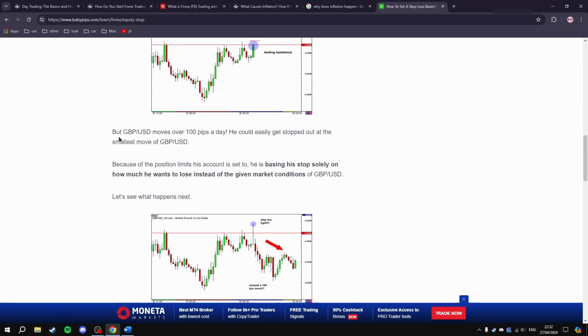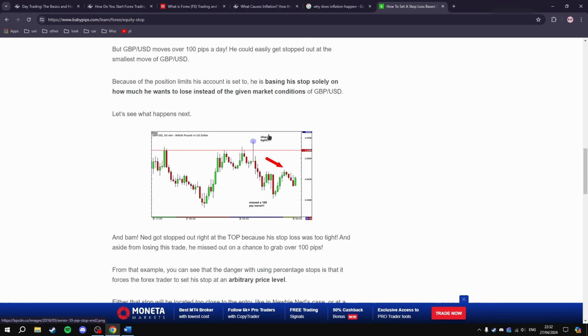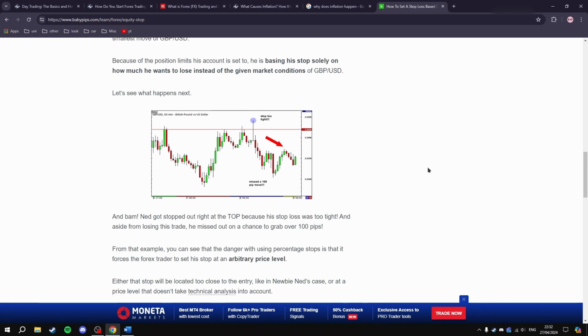But GBP/USD moves over 100 pips a day. He could easily get stopped out at the smallest move of GBP/USD. Because of the position limits his account is set to, he's based his stop solely on how much he wants to lose instead of the market conditions of GBP/USD. Let's see what happens next. Stop too tight. Missed a 100 pip move. And bam, Ned got stopped right out of the top because his stop loss was too tight. And aside from losing this trade, he missed out on a chance to grab over 100 pips.